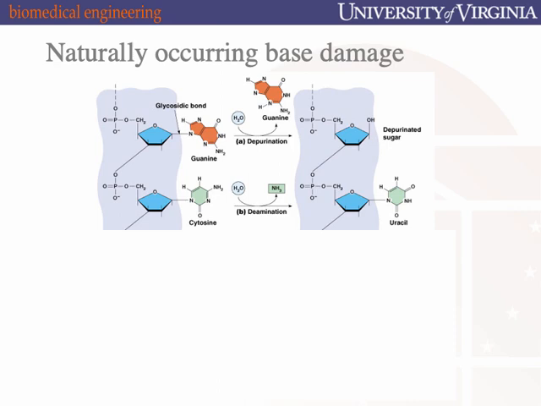Adenine can also be deaminated, and it becomes another base called inosine that's read as a guanine base. Another type of base change that you can have. You've seen this before I came here.